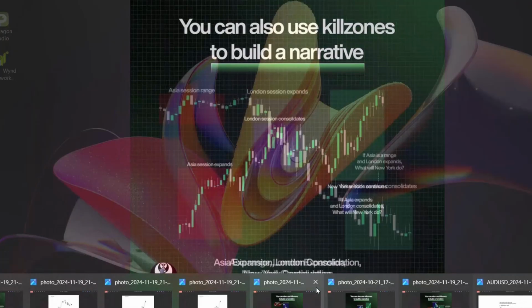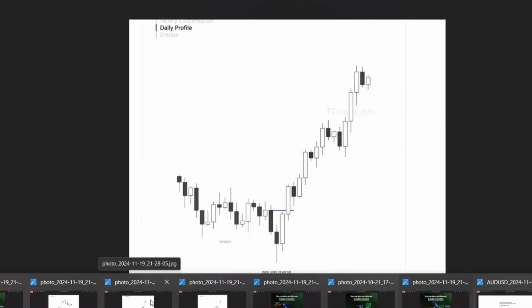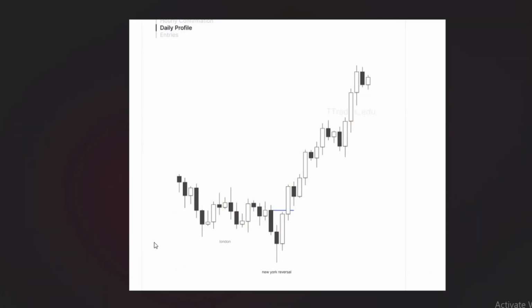Now we are going to move to the New York reversal. The New York reversal occurs if the Asia session expands, the London session manipulates and then accumulates rather, and then the New York session will manipulate and move. Let me go over once again. So the New York reversal is formed when the Asia session expands, which will cause the London session to accumulate, and then the New York session will manipulate, form a CISD, and then it will expand.